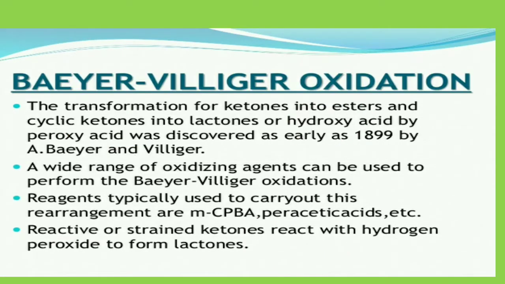Let me learn our reaction, that is the Baeyer Villiger oxidation reaction. Then let me learn the definition. The transformation of a ketone into an ester, and of a cyclic ketone into a lactone or hydroxy acid, by using a peroxy acid is known as the Baeyer Villiger oxidation reaction. This was first discovered in 1899 by Baeyer and Villiger.